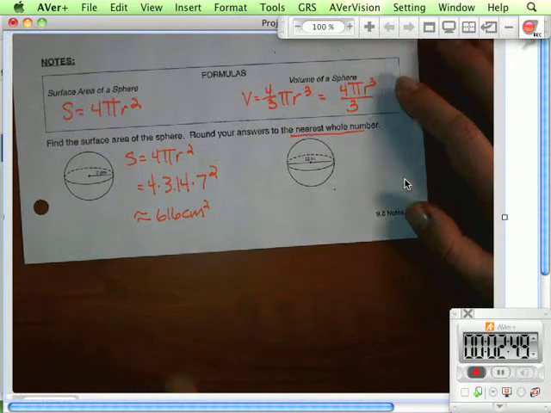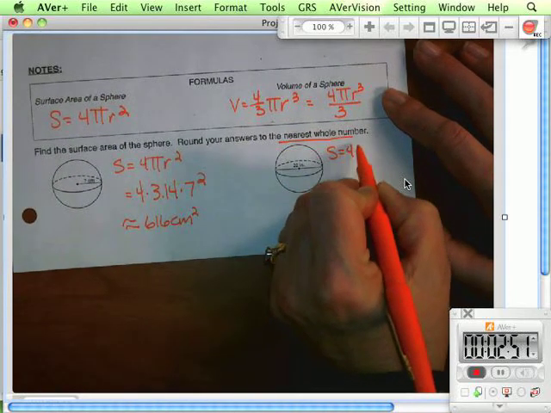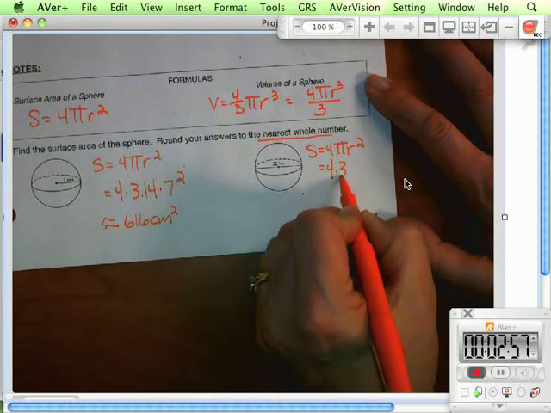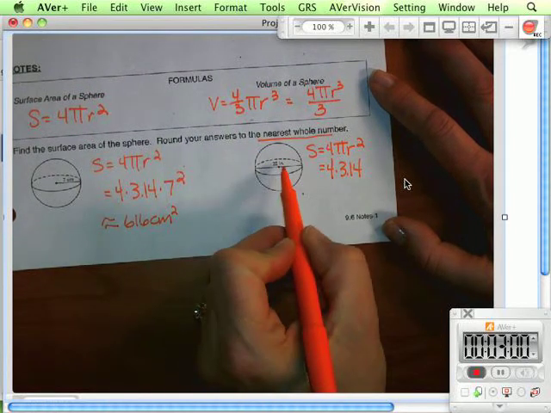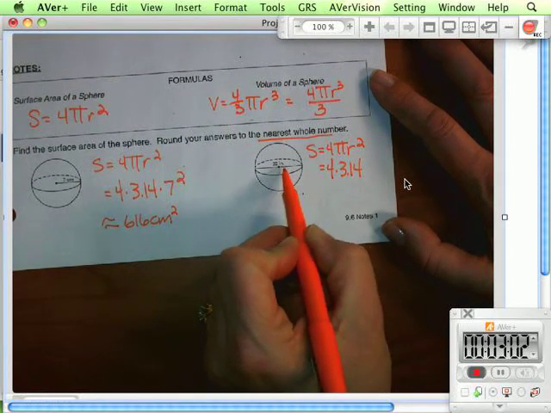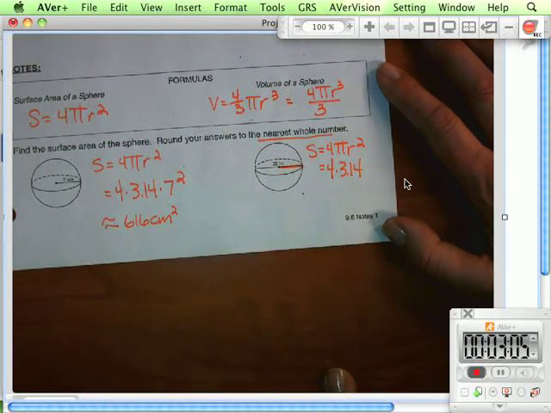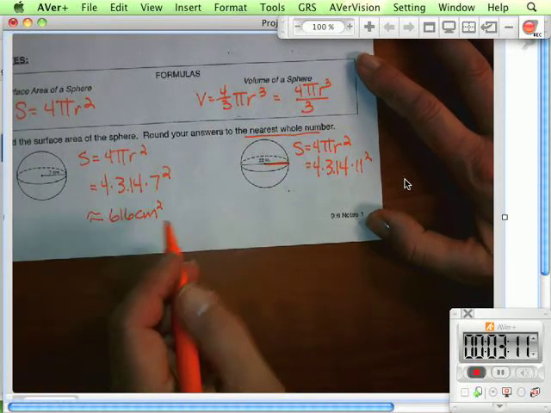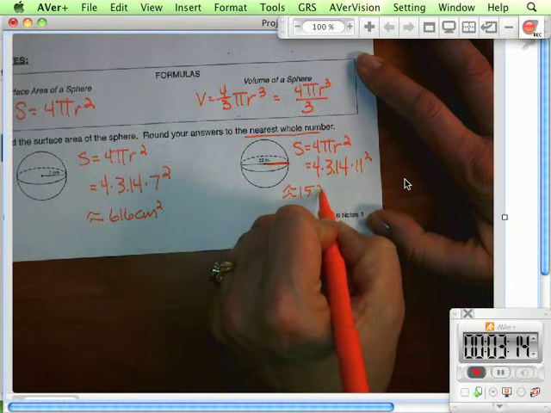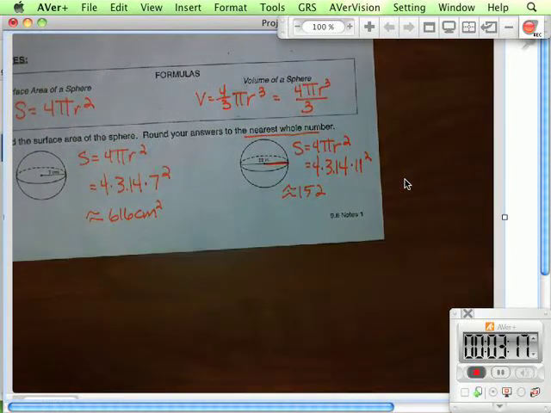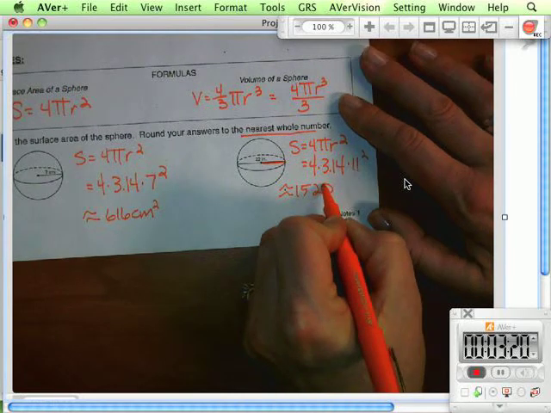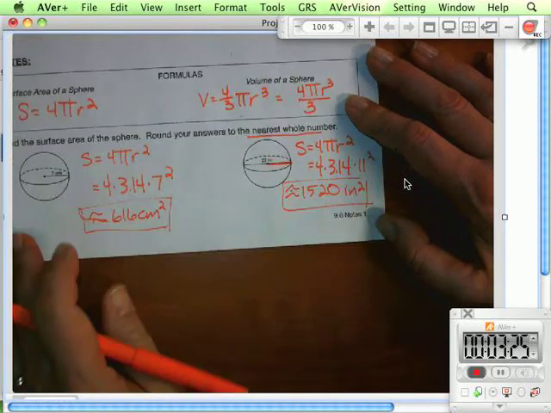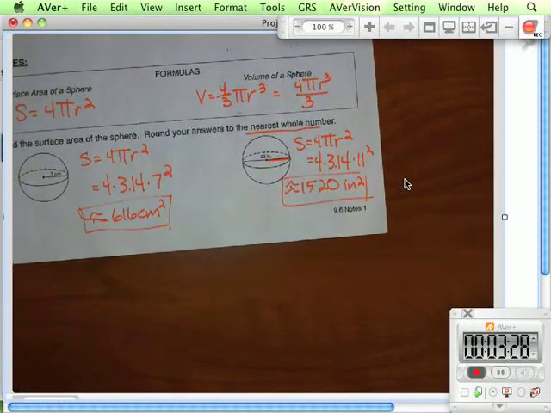Okay, let's do this one. Same thing, same formula, surface area. Plug in what you know. The radius is what? 11, because it's half of the diameter. So it's 11 squared. And that equals about 1521, let me look, 1520 inches squared. All right, surface area, it's easy. Plug and chug.